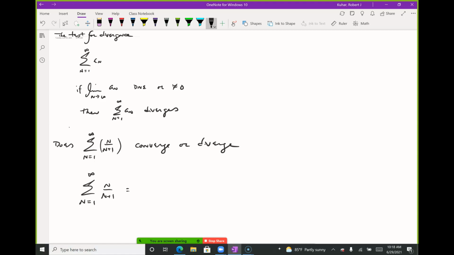I would start writing out terms. When n is 1, I get 1/2. When n is 2, I get 2/3. When n is 3, I get 3/4. It's pretty easy to see the terms; I don't really have to plug in anymore. 4/5, 5/6. What is that number going to? What is the next number getting closer and closer to?